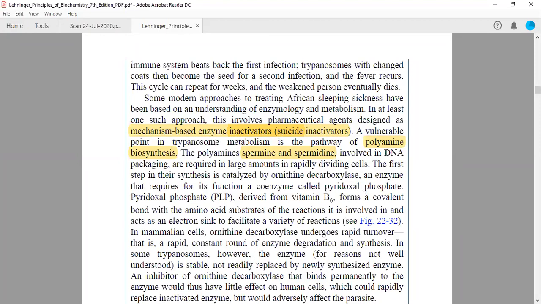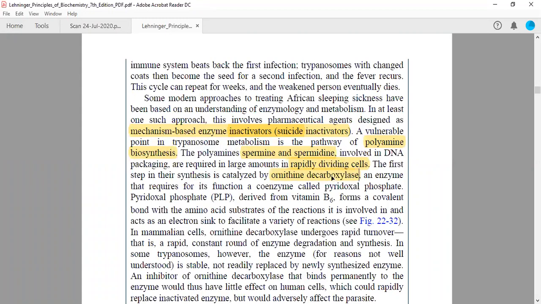Okay, so spermine and spermidine are involved in DNA packaging, and are required in large amounts in rapidly dividing cells. Suppose the eukaryotic cells need to divide very often. Because these are single cell eukaryotes, they will divide very fast. Therefore, they need to make DNA and need to pack the DNA. Therefore, they need to biosynthesize these polyamines. Therefore, you need to target some step of their polyamine biosynthesis pathway. So the first step in their synthesis is catalyzed by the ornithine decarboxylase enzyme.